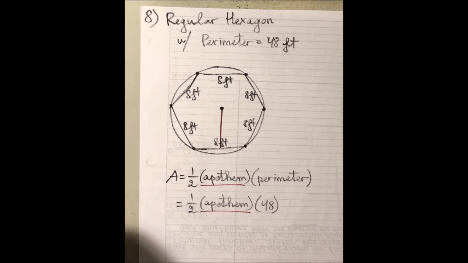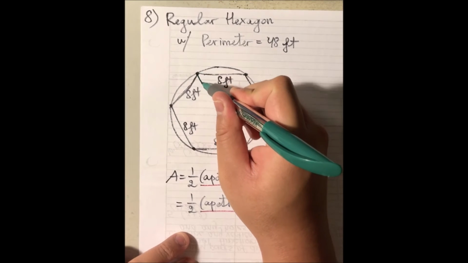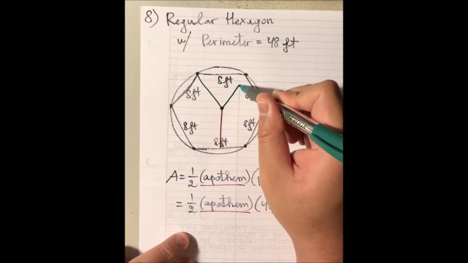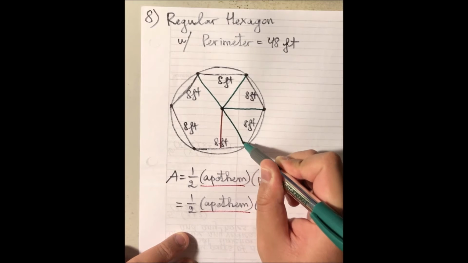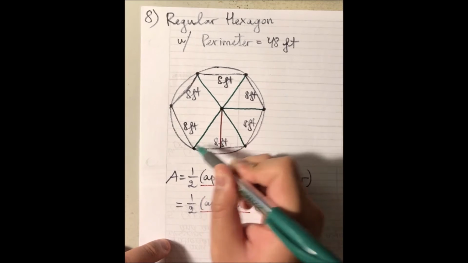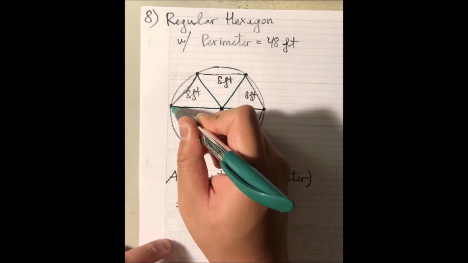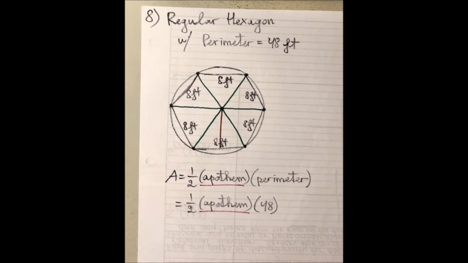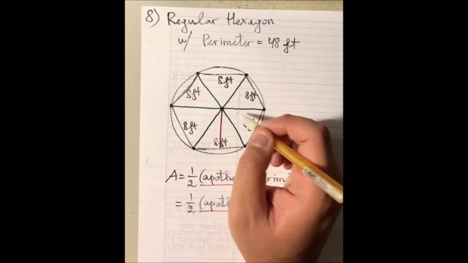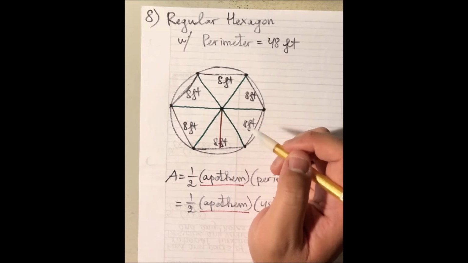To find the apothem, again, cut this regular hexagon into a few triangles by connecting the center with each of the vertices, or the corner points, or the points where the circle and the regular hexagon meet. And now find the degree of all the angles in all of these triangles.